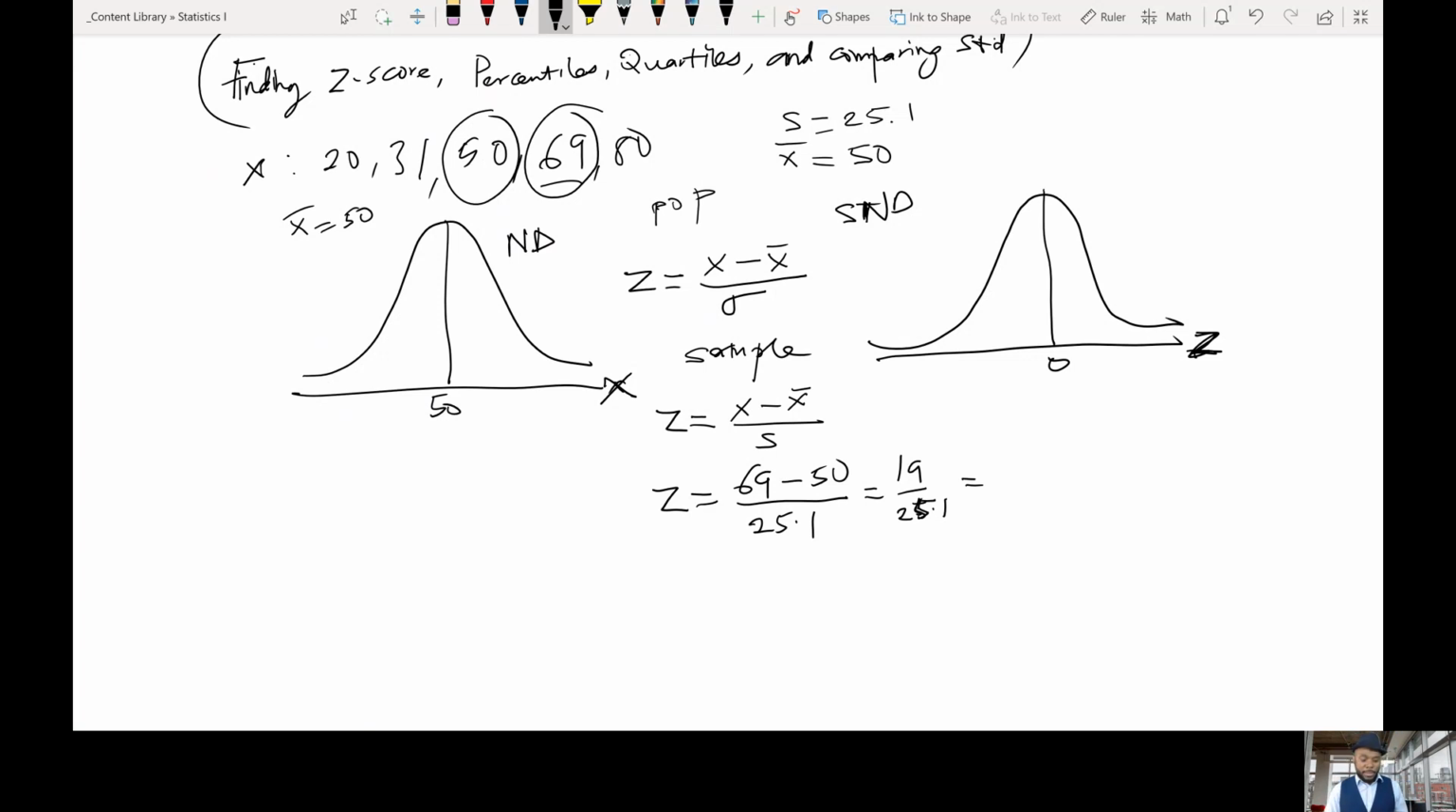So we have 19 divided by 25.1. And this gives us 0.75697. So round to two decimal places, 0.76. So what that means is that 69 is about 0.76 standard deviation away from the mean. So that's the interpretation of that. And of course, we expect it to be positive because 69 is greater than the mean of 50.